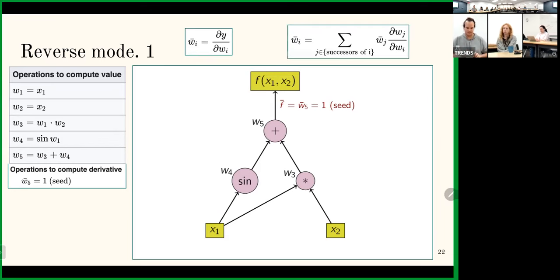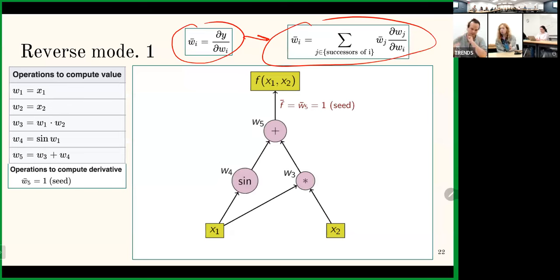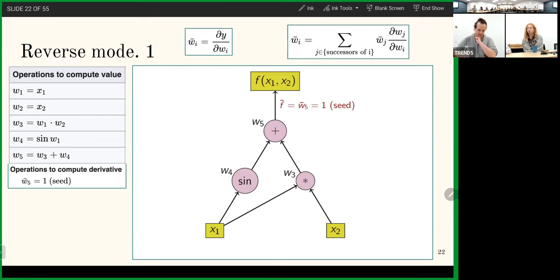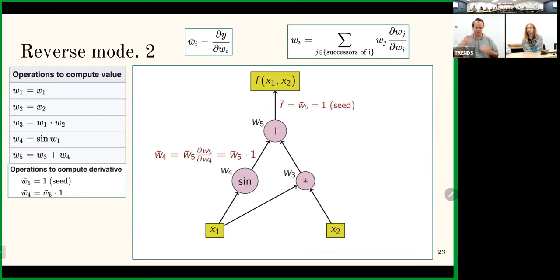And in reality, we will be using this formula. It's the same formula as here, but we apply the chain rule so we can calculate each adjoint iteratively. Okay, so we computed the value of our function and we set the seed. Now, how do we find the gradient? Once again, we unwrap our function from the end. We have W5, we move to W4. We can calculate the adjoint of W4 using this formula.